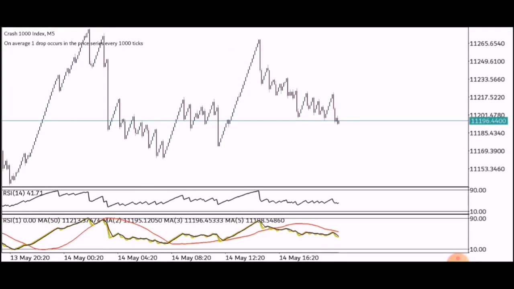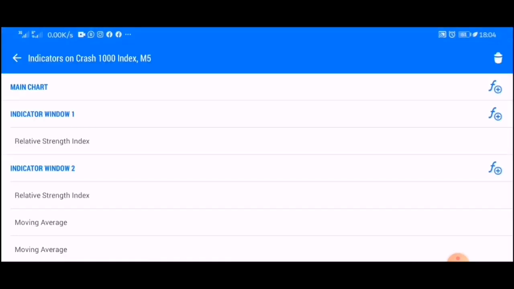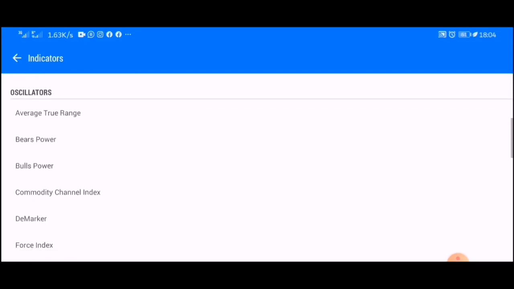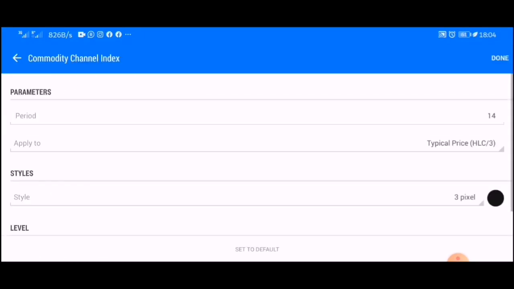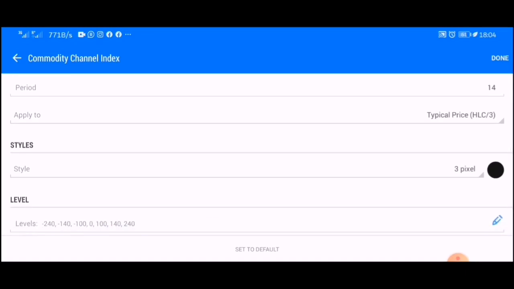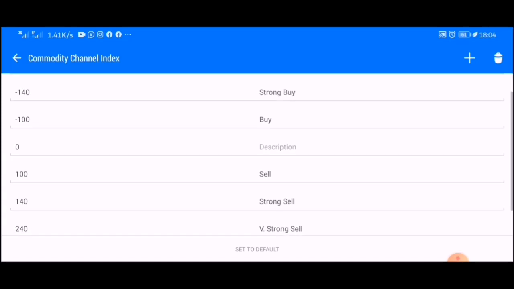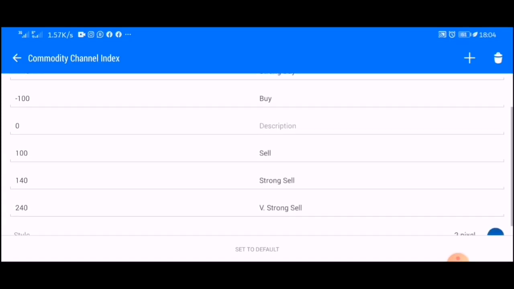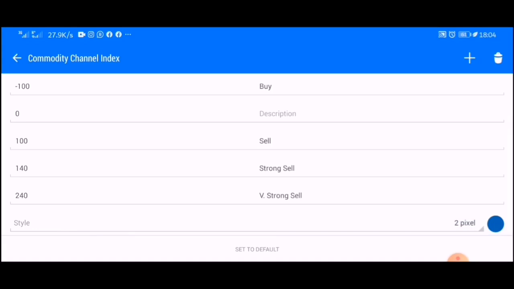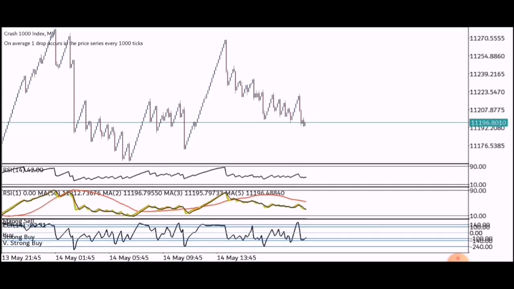The next indicator we'll be adding on the chart is the commodity channel index. We're going to click on the main chart and we'll scroll down to the commodity channel index. Take note of the settings you can see on the screen. Pay closer attention to the levels that we have on this CCI. Levels minus 240, minus 140, minus 100, 0, 100, 140, 240. Then we apply done. Now you can see we have this on the chart.